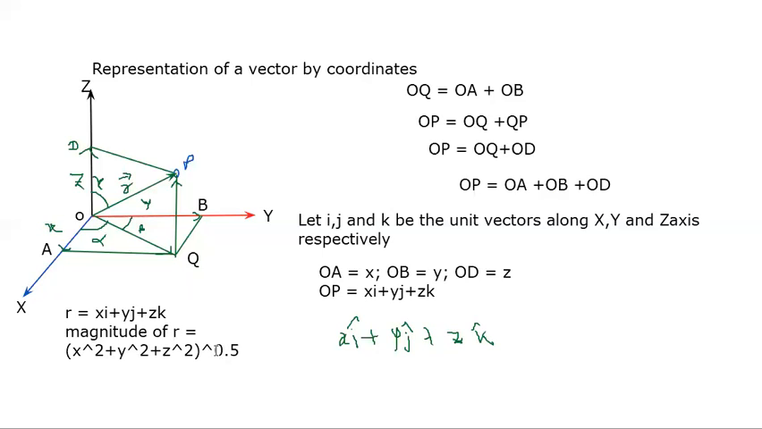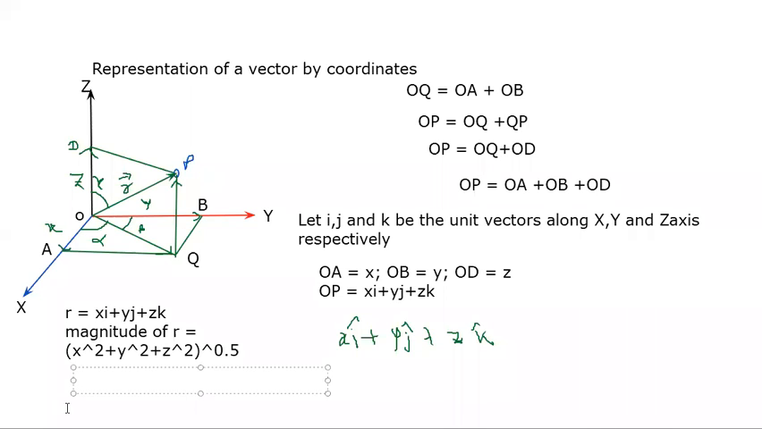Remember when you found out two vectors along two directions, x direction and y direction, Rx and Ry, then how did you find out the magnitude? You found it by under root Rx square plus Ry square. Remember, so here the magnitude will be under root x square plus y square plus z square, right? Have you got my point?